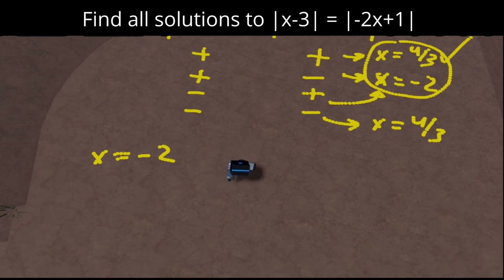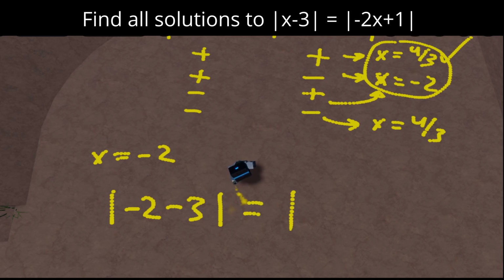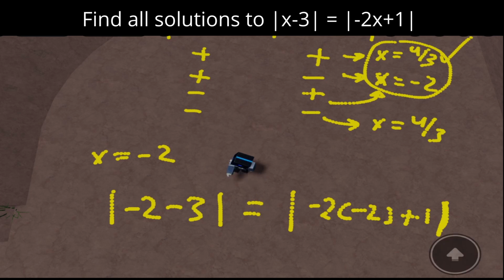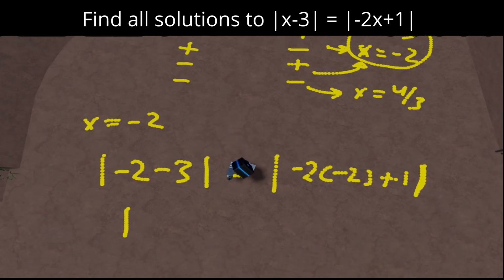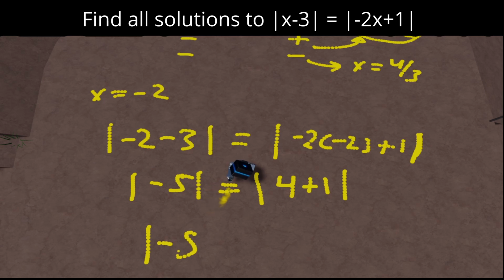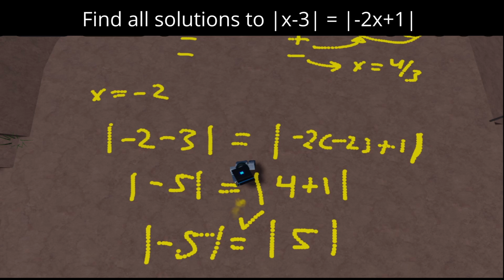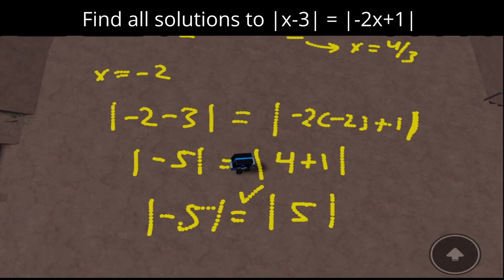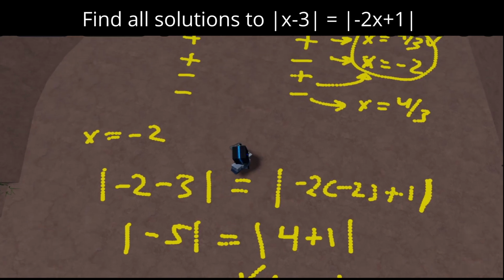So let's do this. We have minus 2 minus 3, because you just put in minus 2 for x, is equal to minus 2 times minus 2 plus 1, absolute value. And let's see if this is true. Minus 2 minus 3 is minus 5. And then minus 2 times minus 2, which is positive 4, plus 1. So in other words, we have the absolute value of negative 5 is equal to the absolute value of positive 5. And this is a true statement because an absolute value just makes both of those things positive. So you'd have positive 5 at the end for both sides of this equation. Therefore, we know x equals negative 2 is a true answer.